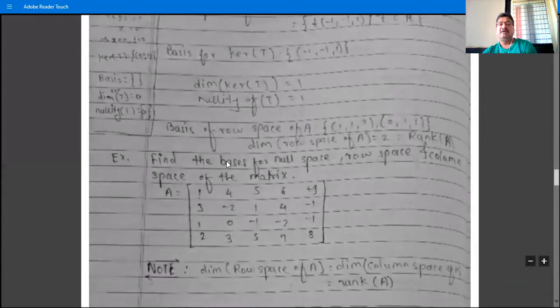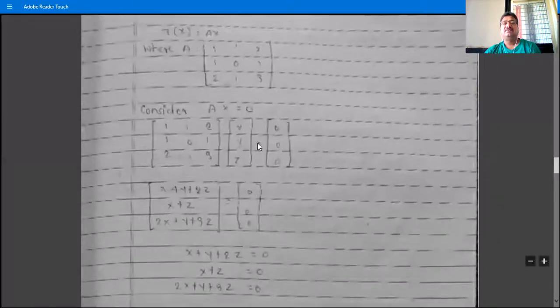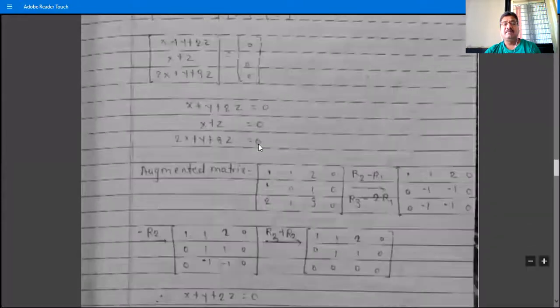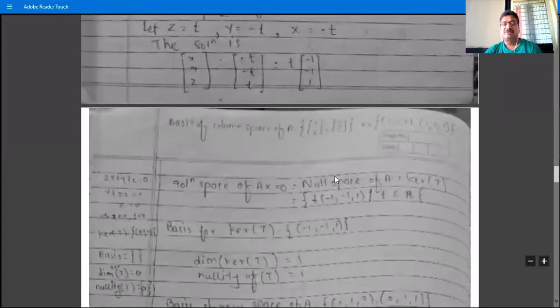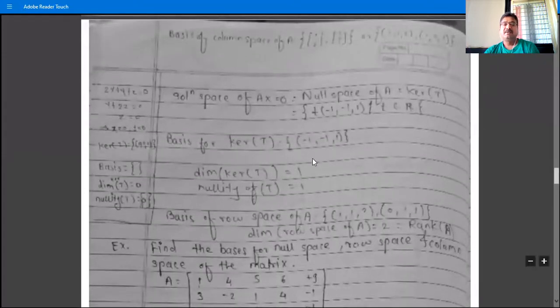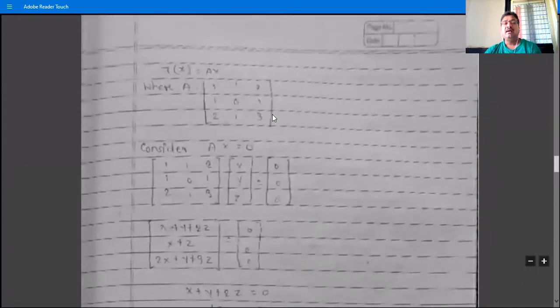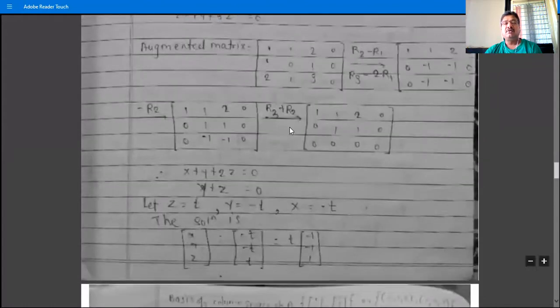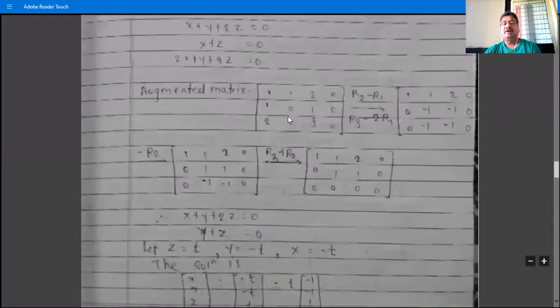Now we have to find the basis for range of T, R(T). So in order to find the basis of range of T, we have to find the basis for the column space of T. So how can we write the basis for the column space of A? Again, consider the matrix A and reduce the matrix to reduced row echelon form.